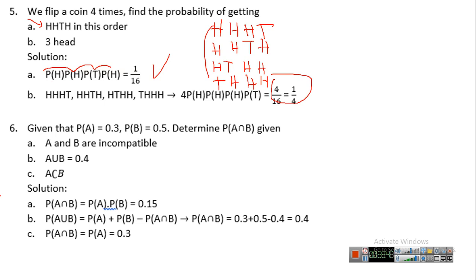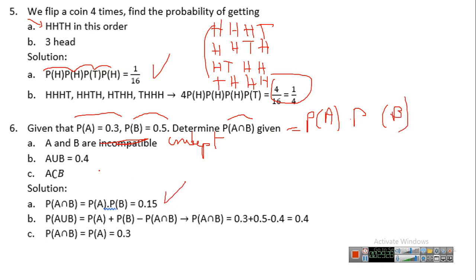Given P of A is 0.3 and P of B is 0.5, determine the intersection if A and B are incompatible. We know if A and B are incompatible, the intersection is 0. Okay? Here I meant not incompatible, but independent. I wrote incompatible by mistake. Independent, so P of A intersecting B is PA times PB. So it will be 0.5 times 0.3, which is 0.15.